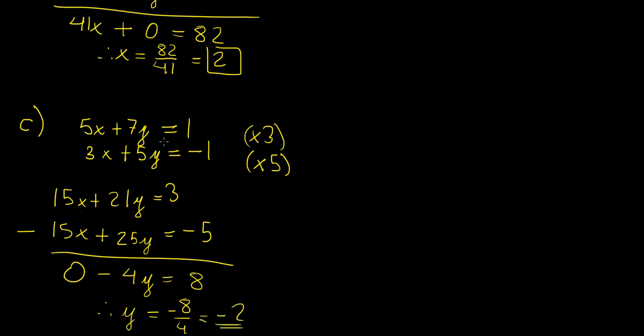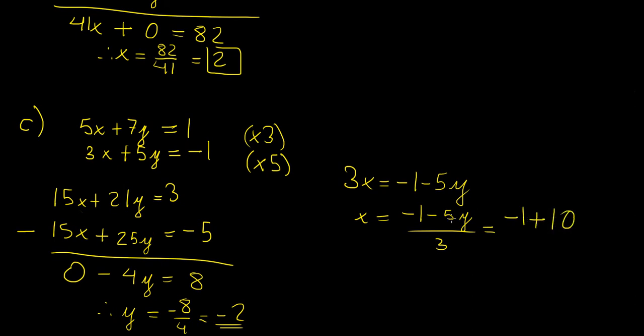And now we're going to plug this back into one of the equations. So let's do this bottom one. So 3x equals minus 1 minus 5y. X equals minus 1 minus 5y divided by 3. And then if we plug in that value, minus times minus is plus. So minus 1 plus 10. Actually, it's not 10y, just 10 divided by 3. That becomes 9 divided by 3, which is 3. So x is going to be equal to 3, y is equal to minus 2. And once again, we can just check that these values satisfy both equations at the same time to make sure that our answers are correct.